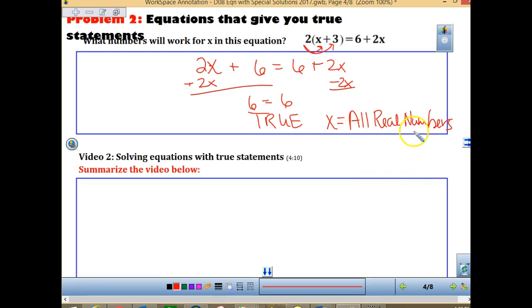Dallas, is your pencil working right now? So do you write that down? X equals all real numbers. I will always need to see that you get to this point where 6 equals 6.